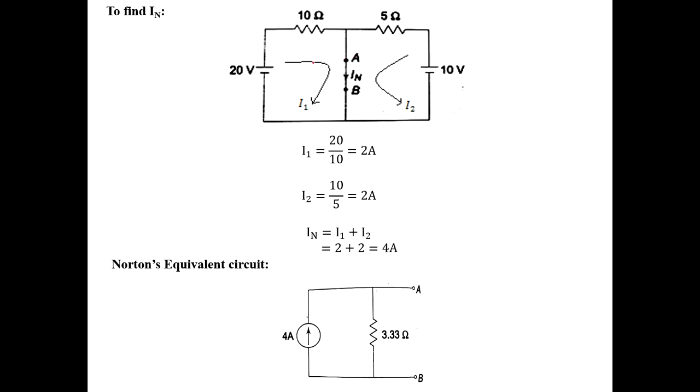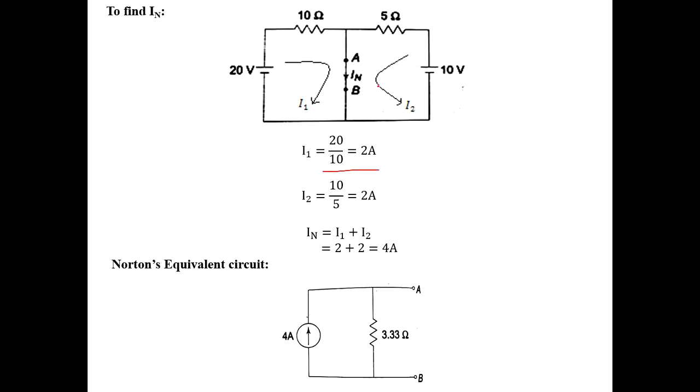Here there are two separate loops. We can use Ohm's law to find the I1 and I2 currents. This is the voltage. Here we know that the current flows from positive to negative, then we can choose this direction. By Ohm's law, I equals V divided by R. The voltage value is 20 divided by R value 10. 20 divided by 10 is equal to 2 ampere.